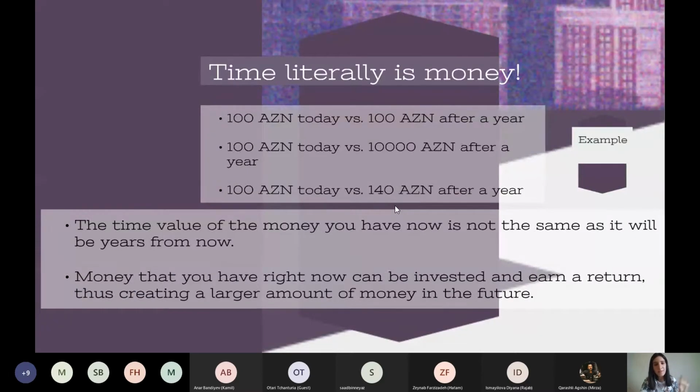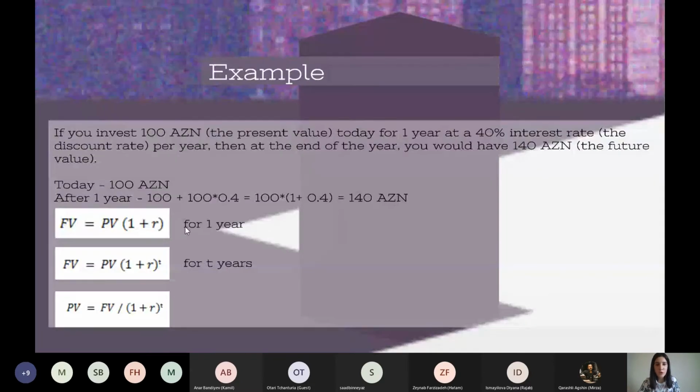So that's why we have a magical formula here in order to calculate future value. FV stands for future value, PV stands for present value, and R stands for discount or interest rate. I will explain the discount rate later, but here we can say just interest rate. So for 1 year, the formula is like that. For T years, you can see it in power T. And if we would like to find present value, simple math, nothing magical: future value divided by 1 plus R in power T. So now we will know why we use present value.